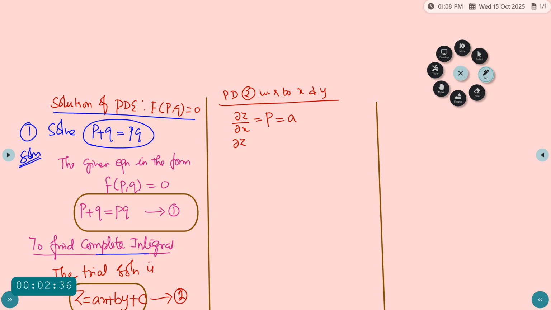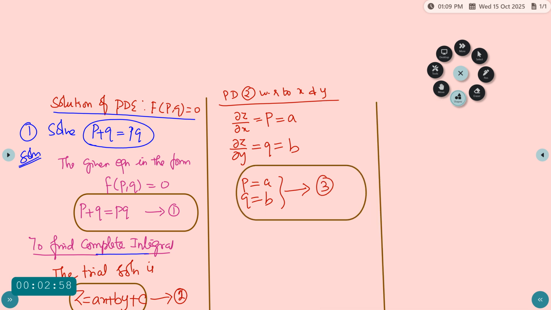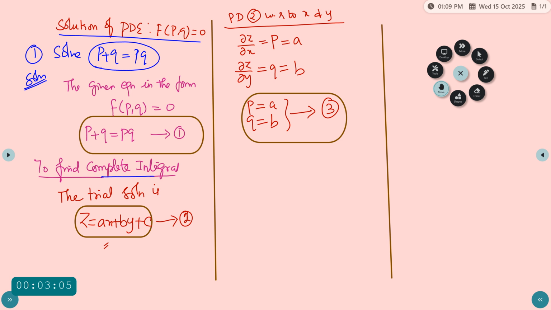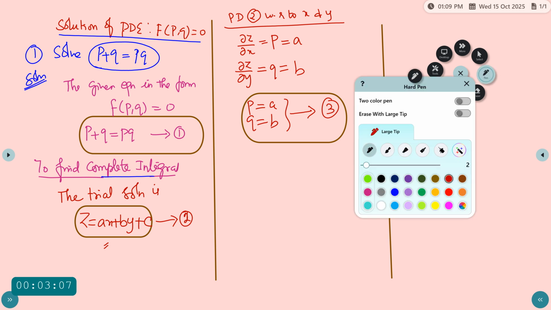Now differentiate with respect to y. Dou z by dou y equal to q. Q equal to b. That is, p equal to a, q equal to b. This is considered as equation number 3. Let us proceed. So first we have to find the complete integral.